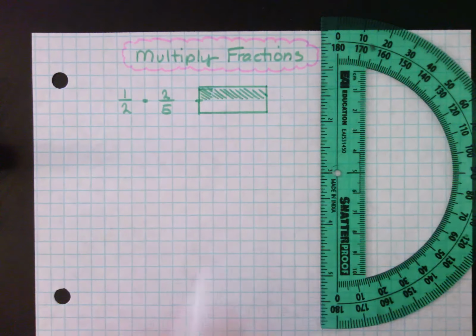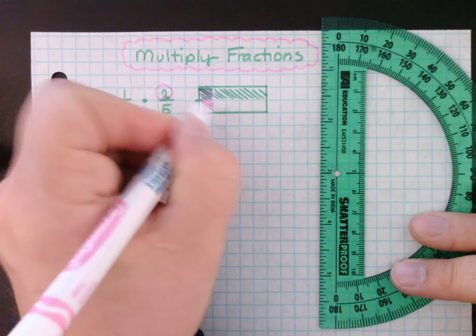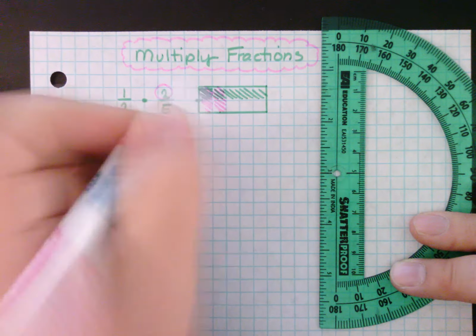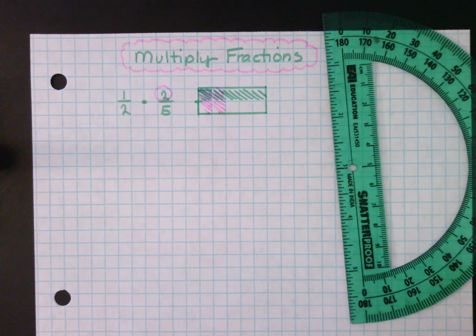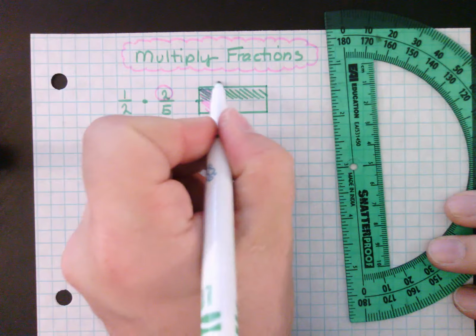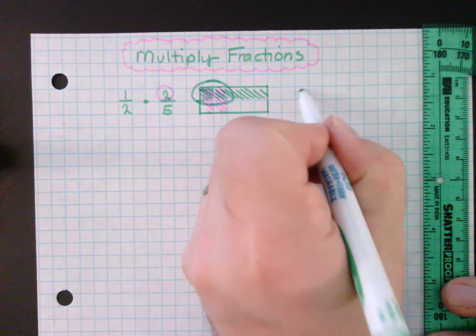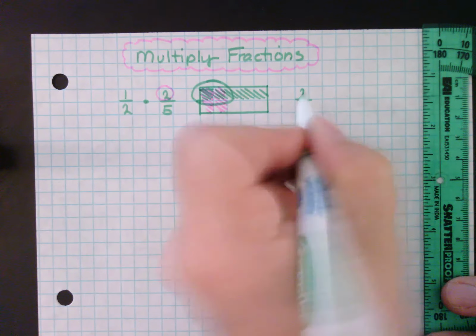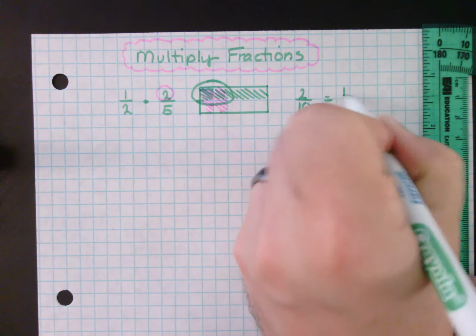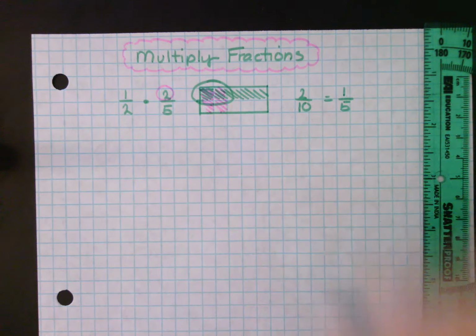And I'm going to use the pink to do 2 out of the 5. Well, look at this. I have 2 out of the 5. Well, what does that answer actually give me? It's where they overlap. So this is my answer right here. But if I look at that answer, that's 2 pieces out of 10 pieces. If I simplify that, that's 1/5. And so the answer to this problem is 1/5.